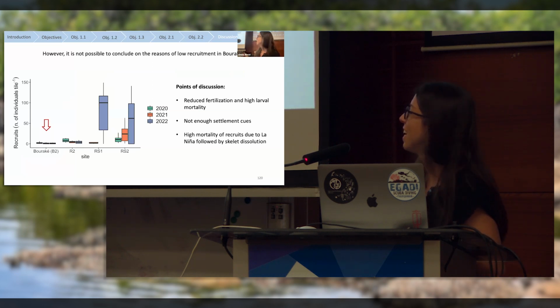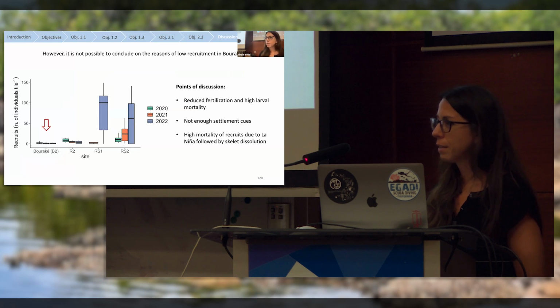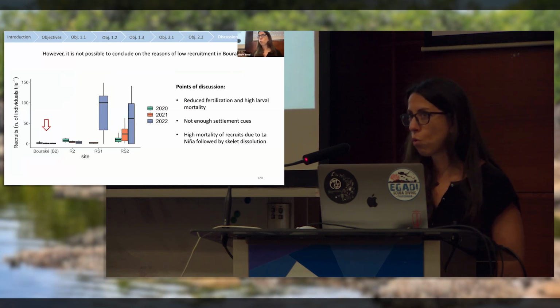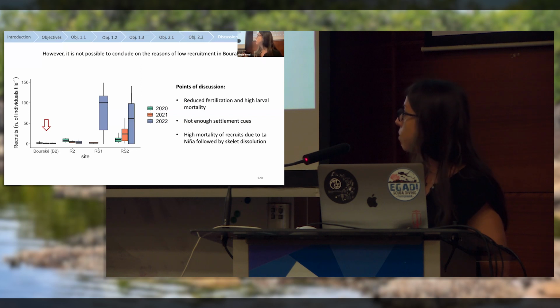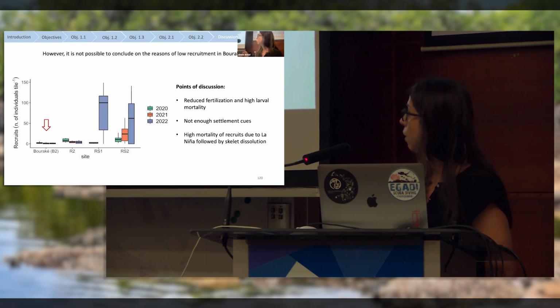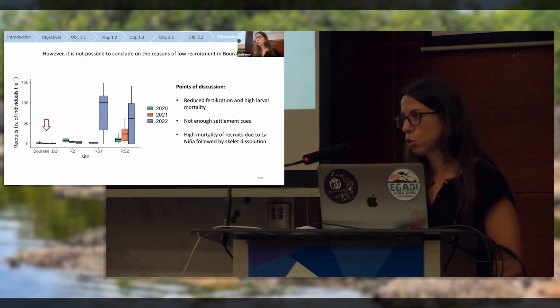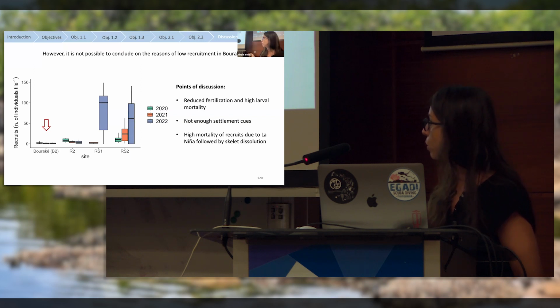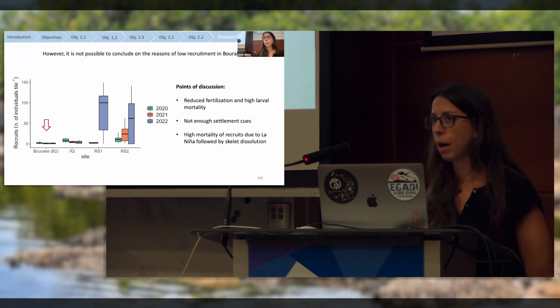Indeed, it could have been that the recruitment tiles did not have enough attractive settlement cues, so maybe the recruitment was low for that reason. Or maybe we actually had high recruitment in Burake, but the La Niña of 2021 and 2022 caused a big mortality, and we could not count those recruits because they were dissolved by the low pH.